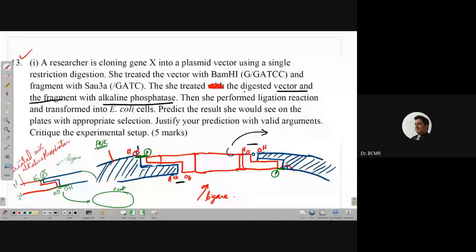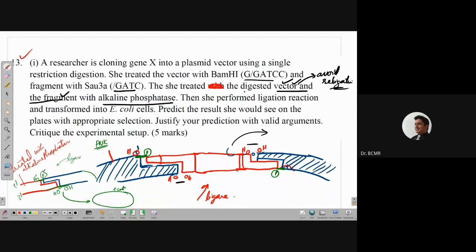And then predict the result. You would not see any colonies grow technically. The mistake is that both are being treated with alkaline phosphatase. The best thing is to choose either the vector or the fragment to treat with alkaline phosphatase. Typically, it's always the vector because we want to avoid religation. Is there any other mistake in here? Okay, that should be all right, I think. These two are isocaudomers, BamHI and Sau3AI.